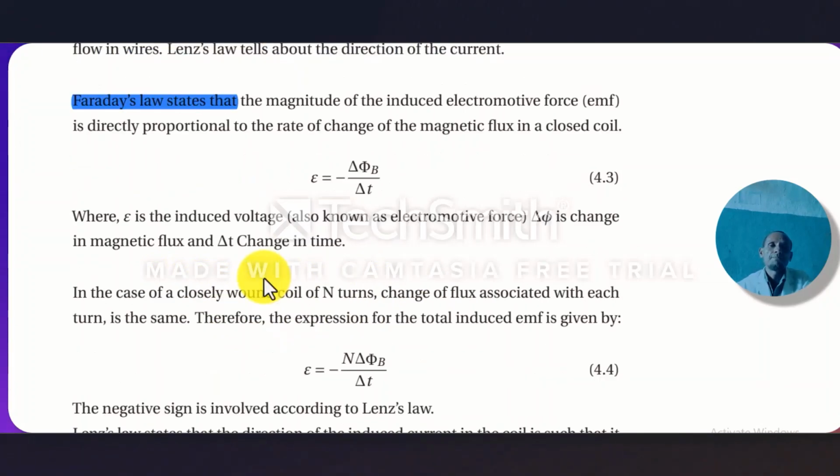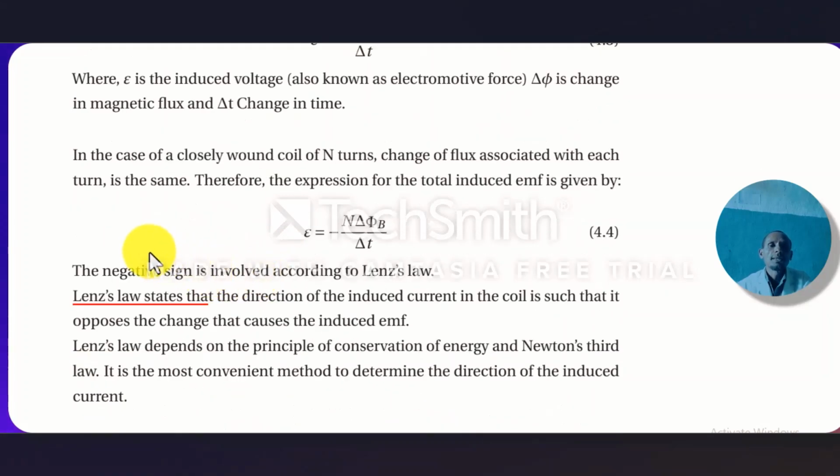In case of a closely wound coil of N turns, the change in flux associated with each turn is the same. Therefore, the expression for the total induced EMF is given by E equals minus N delta phi over delta t. The negative sign is there according to Lenz's law. When we generalize the idea, Lenz's law states that the direction of the induced current in a coil is such that it opposes the change that causes the induced EMF.